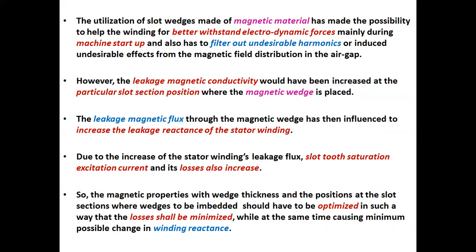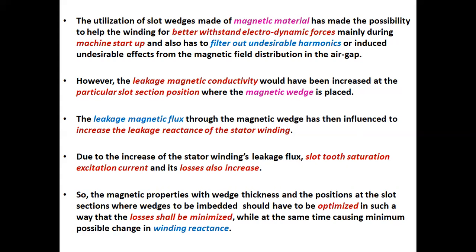The utilization of slot wedges made of magnetic material makes it possible to help the winding better withstand electrodynamic forces, mainly during machine startup, and also to filter out undesirable harmonics or induced undesirable effects from the magnetic field distribution in the air gap. However, the leakage magnetic conductivity would have been increased at the particular slot section position where the magnetic wedge is placed.